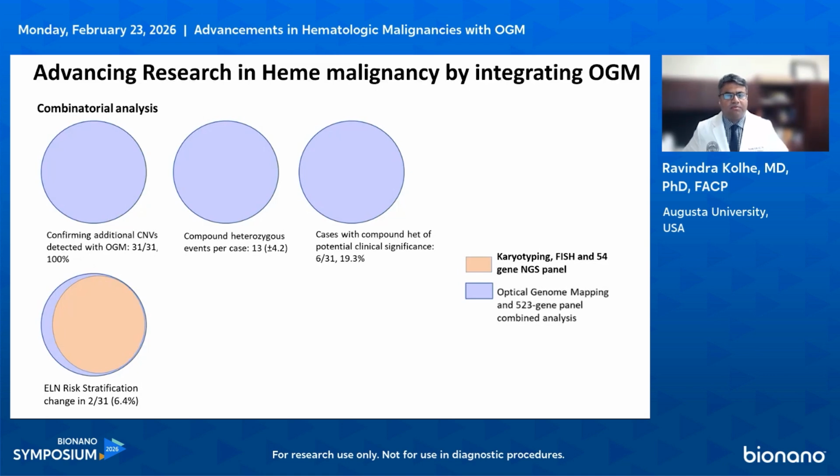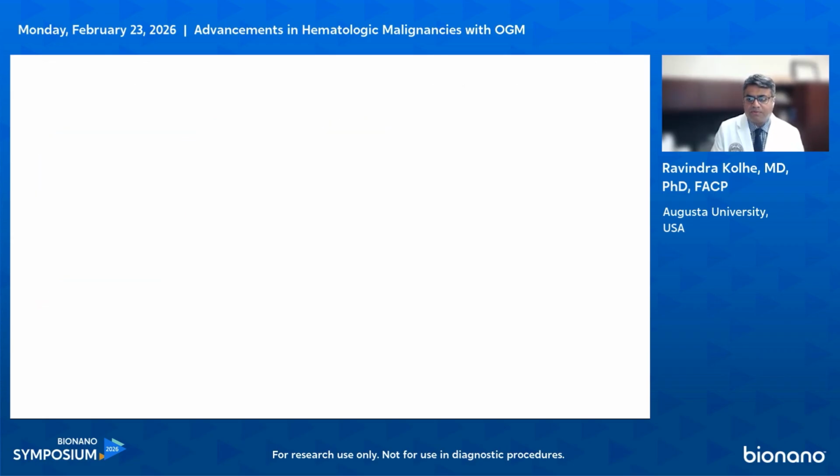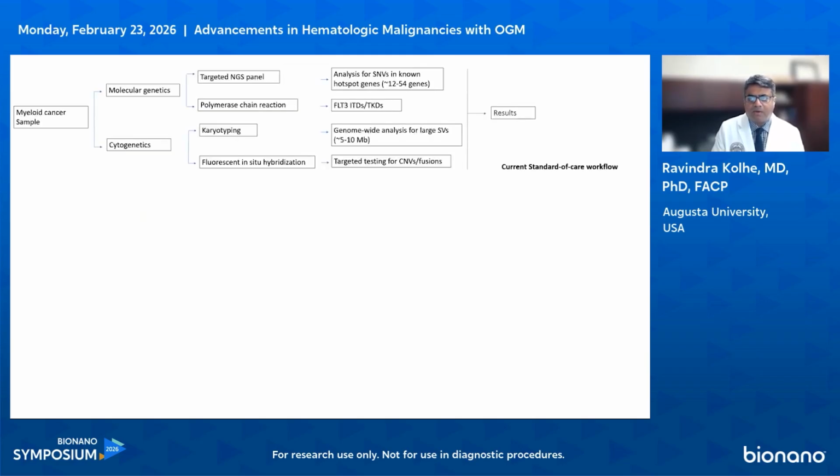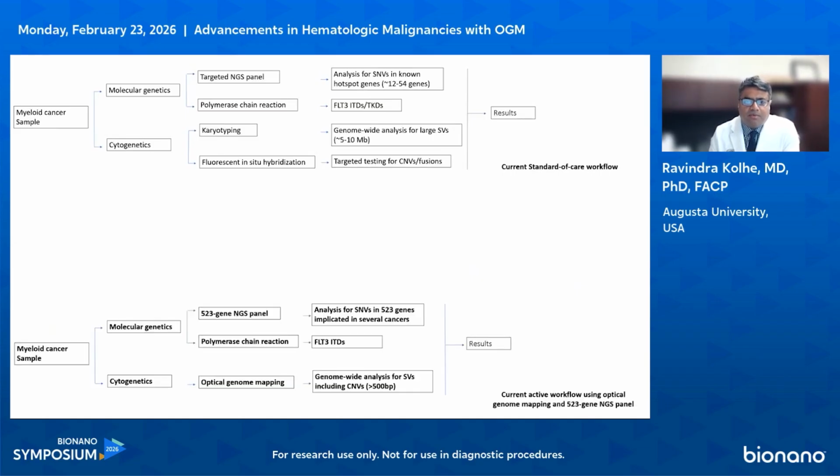So not only were we able to confirm the copy number variations detected earlier, but we were able to identify compound heterozygous events per case, cases with some additional clinical significance for research, and the risk for changes were also observed. So going back to our original hypothesis of how we should be doing research and how we should be implementing OGM in our heme research, this study clearly helps us to make that call.